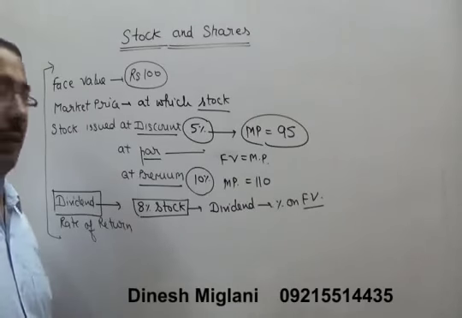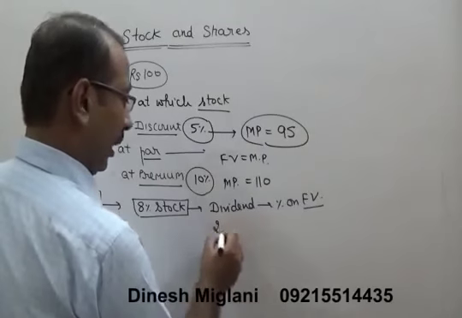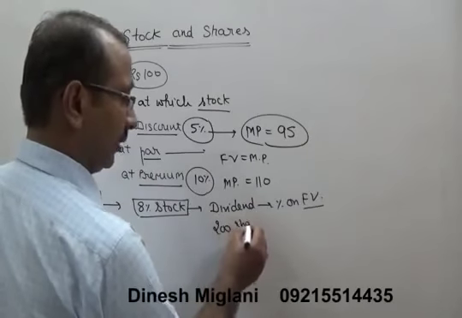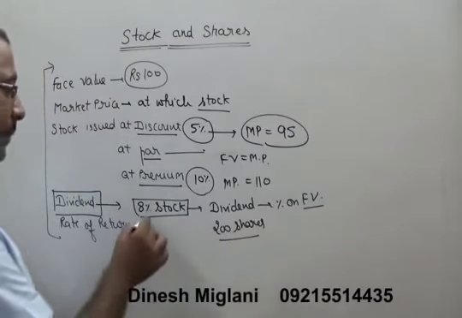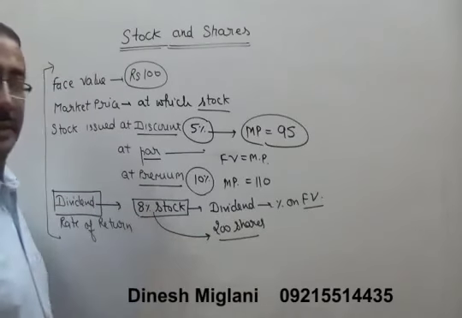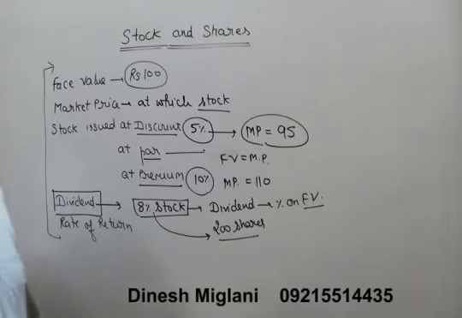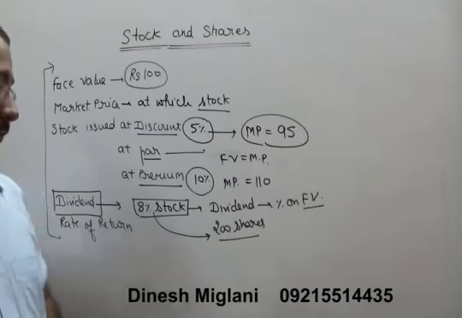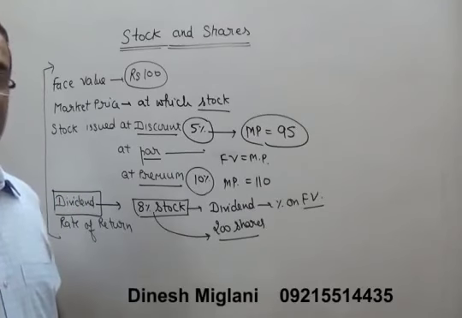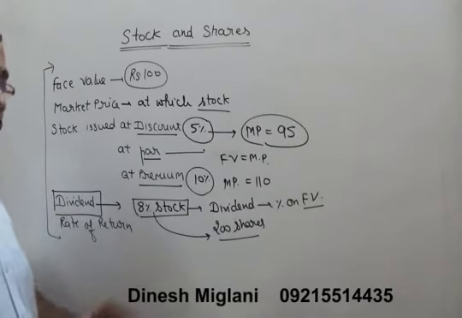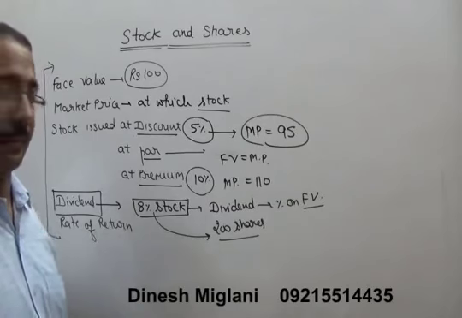Suppose I say you have 200 shares, for how much money you have bought the shares, it does not matter. At the end of the year, if the company gives an 8% dividend on the stock, it means on a stock of rupees 100, the company gives a dividend of 8 rupees. On 200 stock, the company totally gives 200 into 8, that is 1600 rupees. That is the total dividend issued by the company.